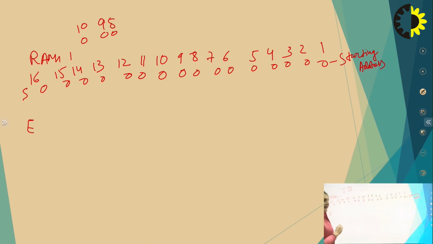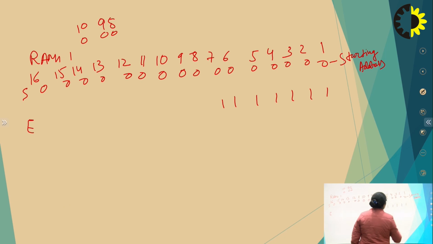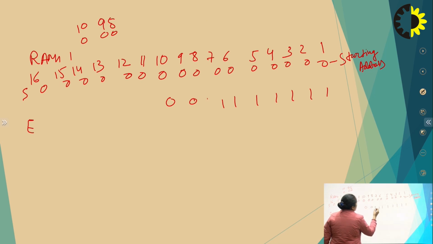Similarly, for the ending address, what will we be doing? For the ending address, from 1 to 7, it will be 1, 1, 1, 1. That is 1. For the 9th and 8th bits, for RAM 1 it is 0, 0. For the 10th bit, it is also 0. And from 11 to 16, it will be all 0 because they are of no use.